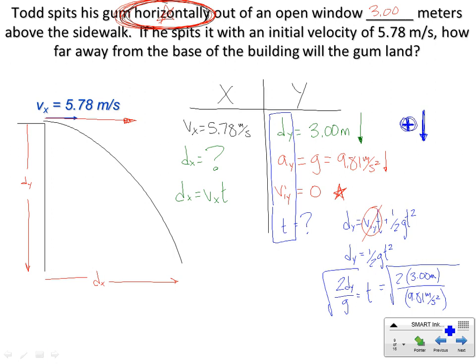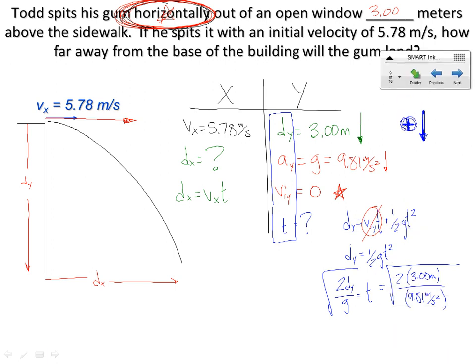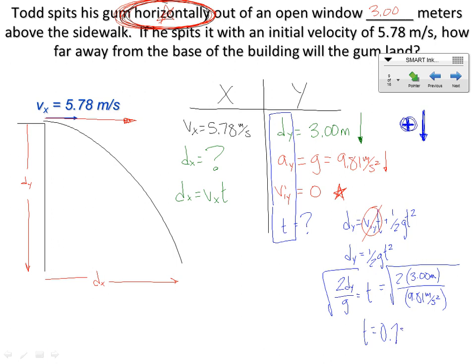And let's see, that looks like somewhere around 2 times 3 divided by 9.81 equals 0.78 seconds. Really, we'll call it 0.782 seconds since there's 3 sig figs everywhere.